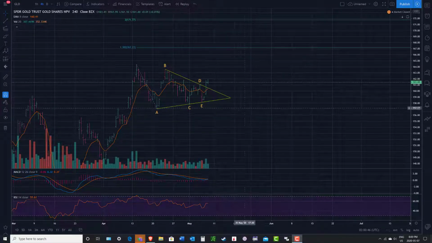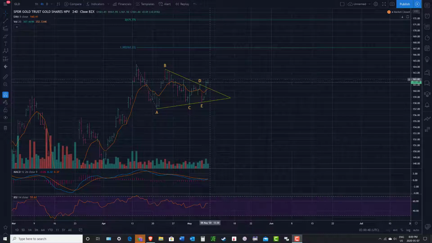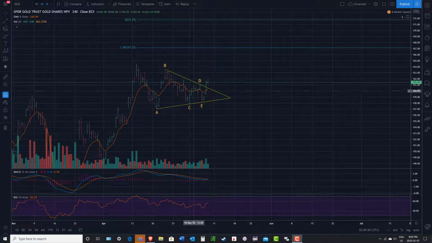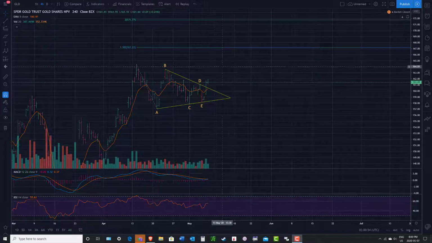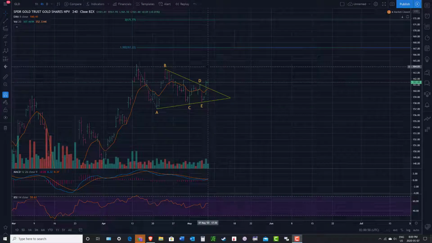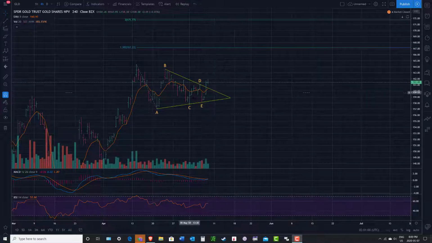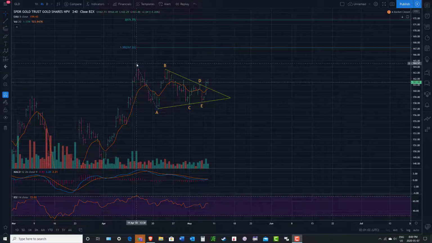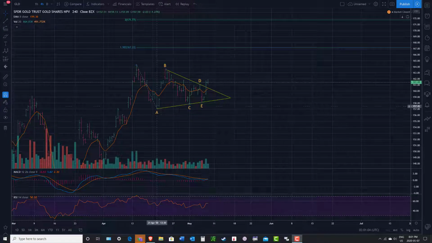I want to highlight an interesting trade setup that I'm looking at. We're looking at the price chart of GLD, and I'll also go back and forth to the gold futures chart, the GC chart. And I think we have a very textbook looking contracting triangle here.